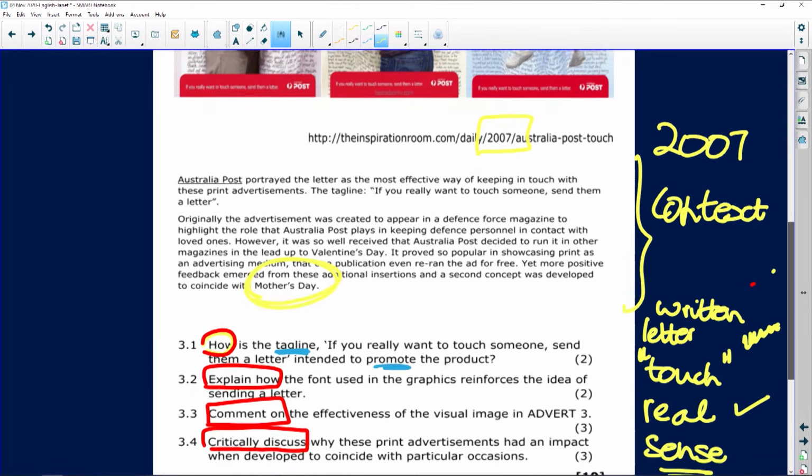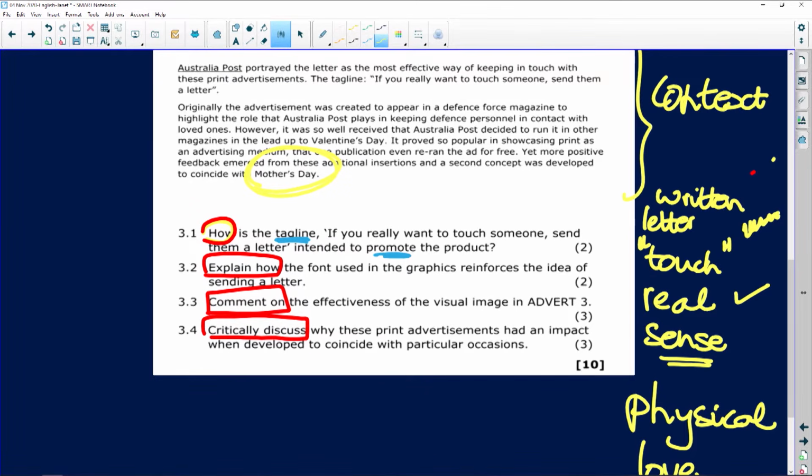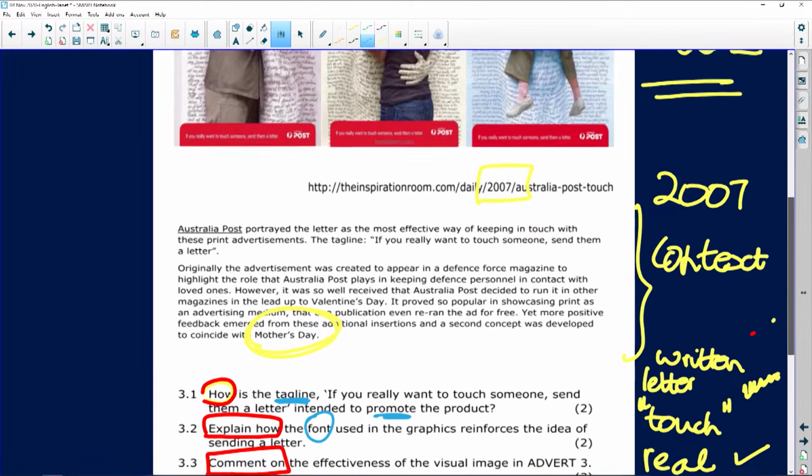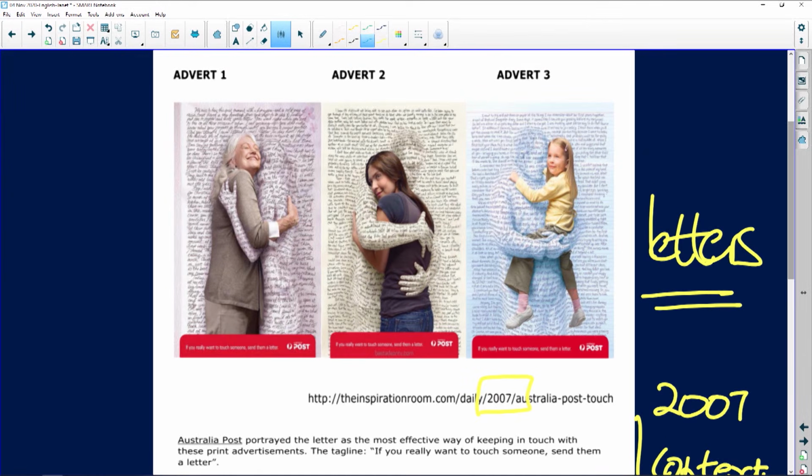All right. So you need a second point, home language. Right, now, explain how what? Font. Reinforces the idea of sending a letter. Okay, let's look at the font. Right, FAL students. Describe the font, expect a mark.